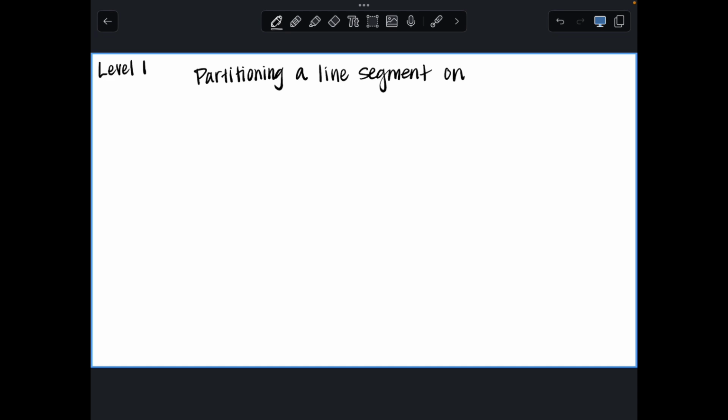And level 1 is going to be just partitioning it on a number line. So basically what you're trying to do is find the distance. You're given a ratio and you're trying to find where the point is based on a given distance between 2 points. So here is our formula.